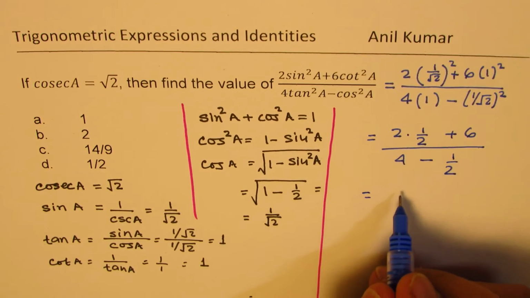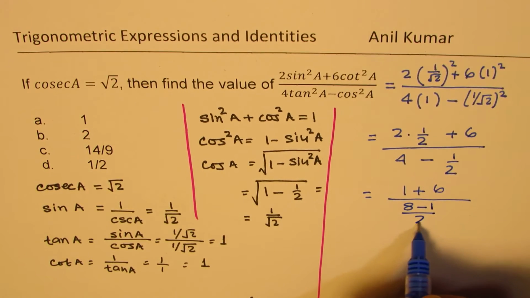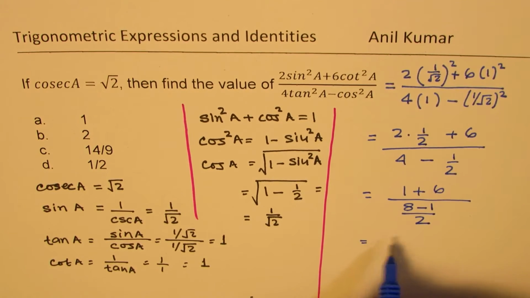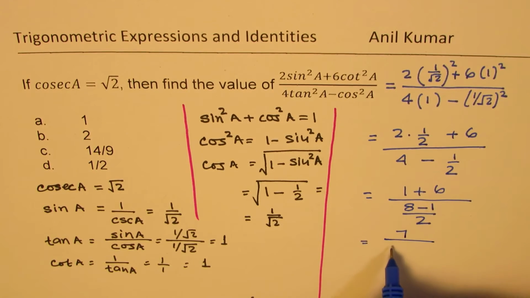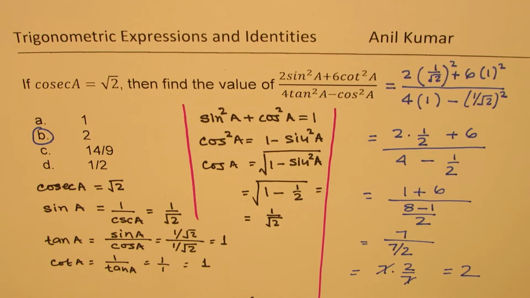So 2 divided by 2 is 1. So we get 1 plus 6 divided by, here we could do 8 minus 1 over 2. 6 plus 1 is 7. 8 minus 1 is also 7. 7 over 7 over 2, or it could be written as 7 times 2 over 7. 7 and 7 cancel. We get 2 as our answer. So option B is the right option. Is it clear? So that is how you could solve this particular question.